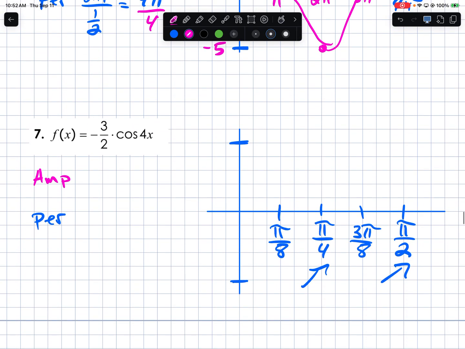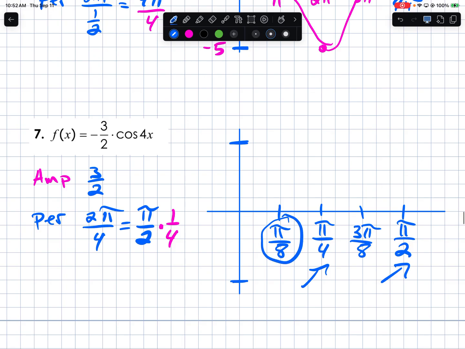So, here we go. What's amplitude? 3 over 2. Period is 2 pi over 4. Right? B is 4 in this case. So our period is pi over 2. Now I want to divide that by 4, which is the same thing as multiplying by 1/4, because it's easier if we just multiply by 1/4. And what do I get? You multiply straight across top and bottom, so I get pi over 8.